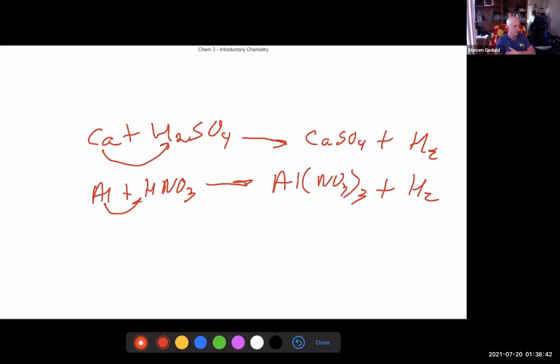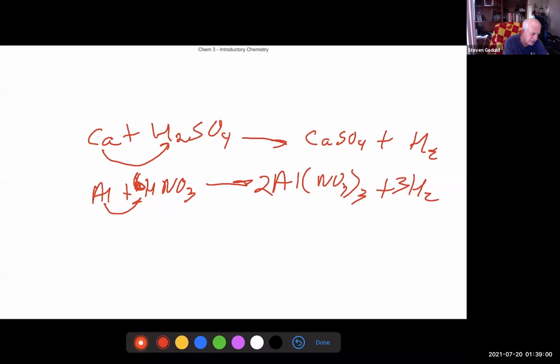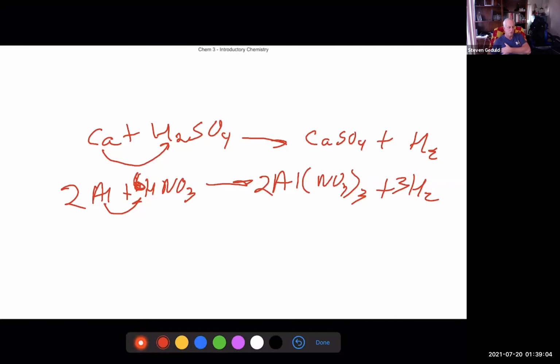That one was balanced. This one you have to have 3 NO3s, so put a 3 here. And then 3 hydrogens, so I have to make that 6 actually, to make this 6 hydrogens. And a 2 here, and a 2 here. And that should balance. 2 aluminums, 6 hydrogens, 6 hydrogens, 6 NO3 groups, 6 NO3 groups.